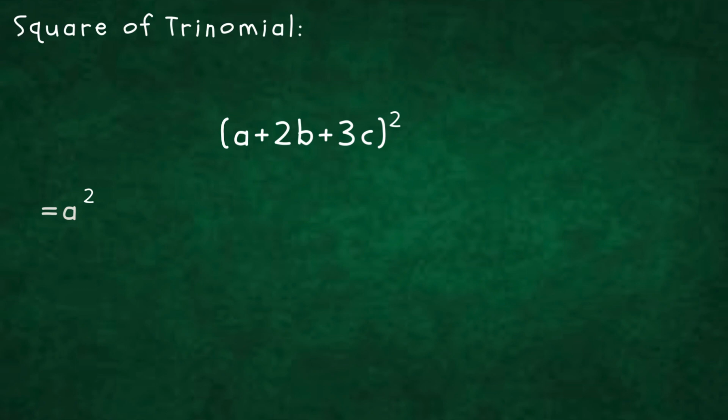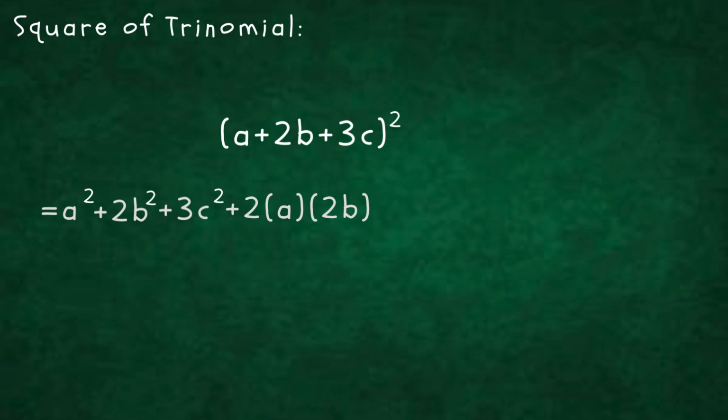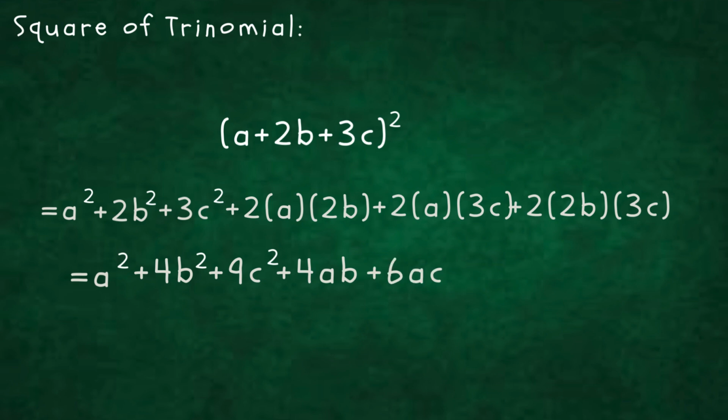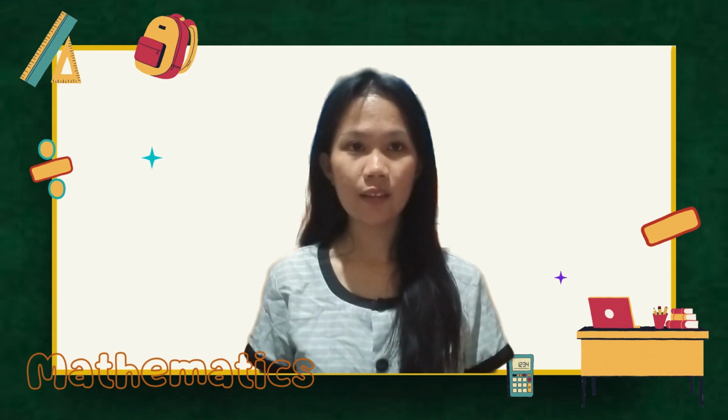Let's take this expression as an example. (a + 2b + 3c)². That will be a squared plus (2b) squared plus (3c) squared plus 2 times a times 2b plus 2 times a times 3c plus 2 times 2b times 3c. That will give the answer a squared plus 4b squared plus 9c squared plus 4ab plus 6ac plus 12bc. That is all for the square of a trinomial.